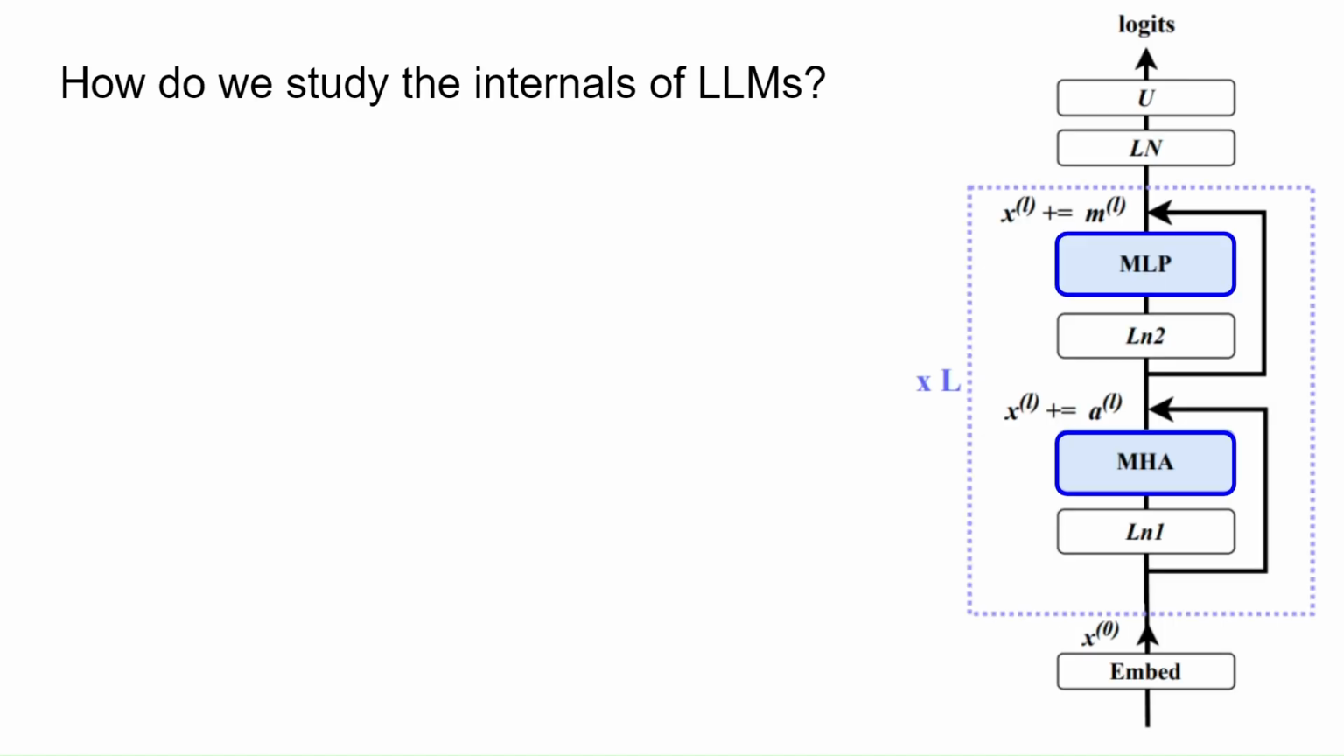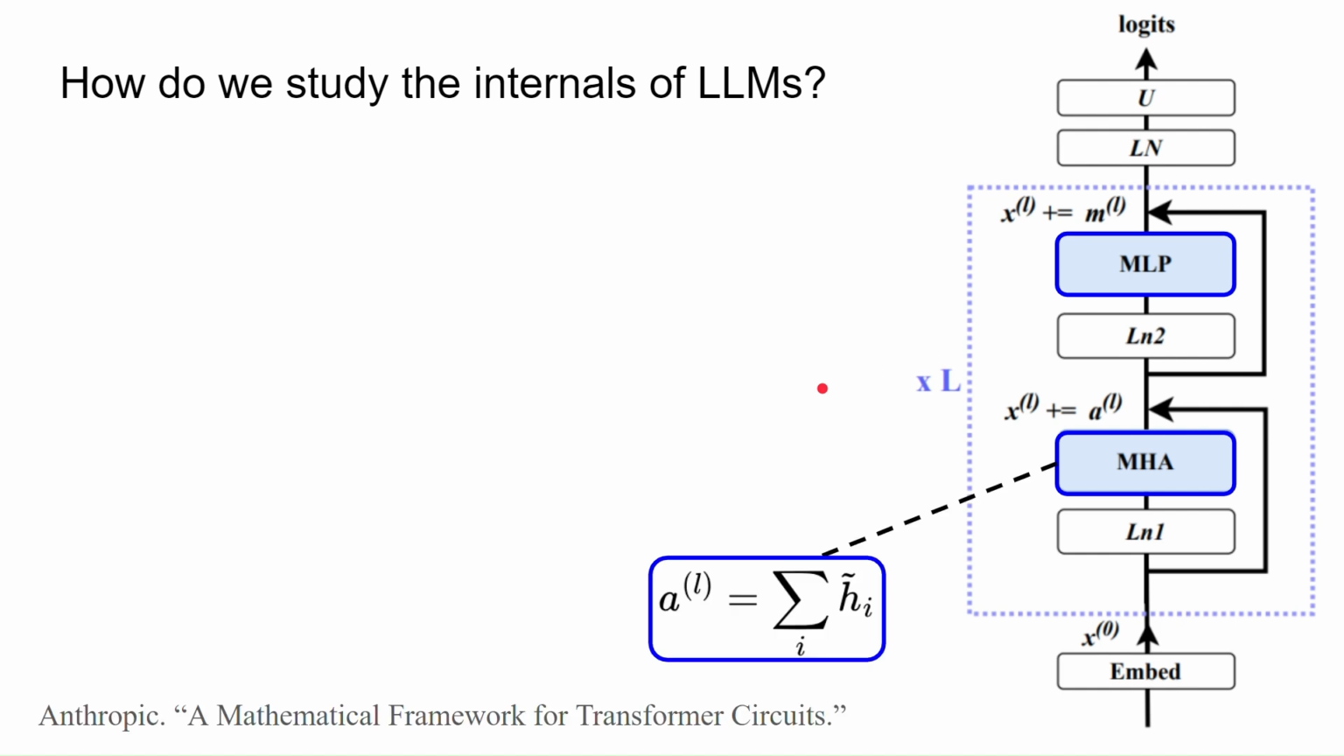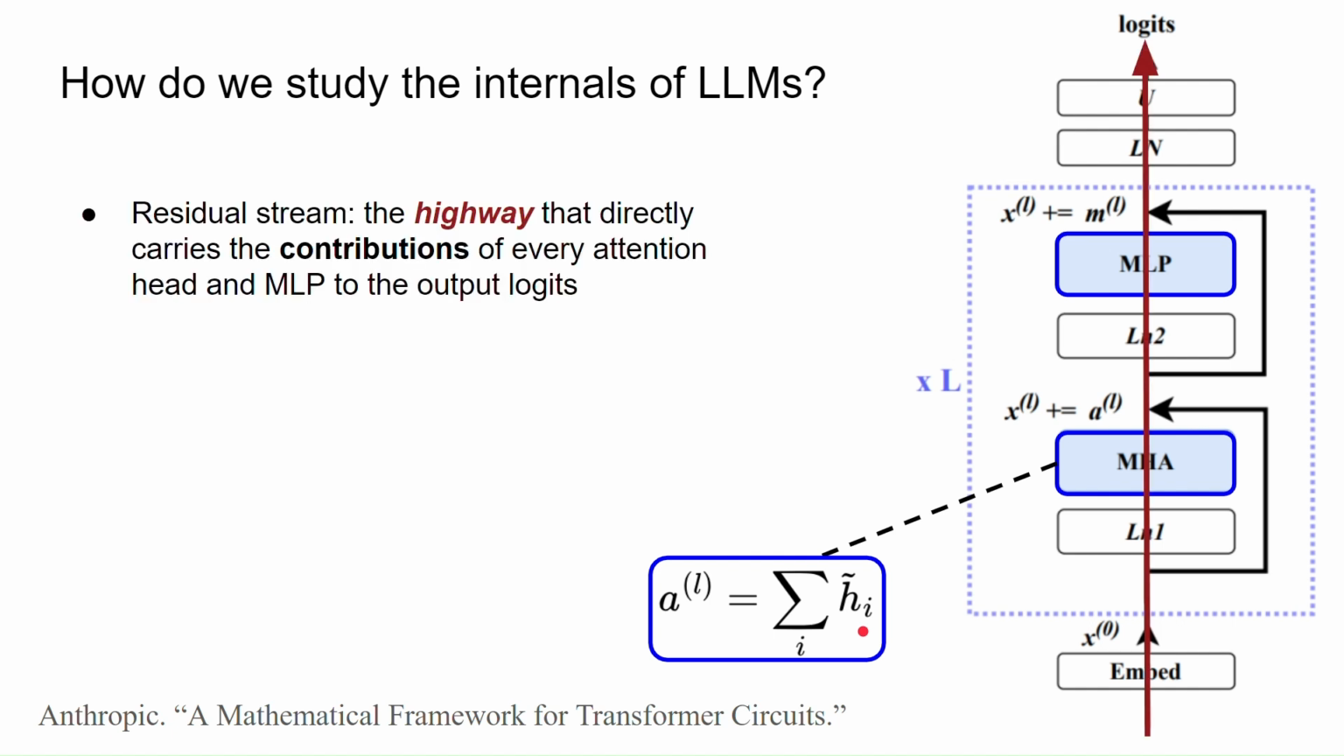So how do we study the internals of large language models? We know that a transformer block consists of a multi-head attention block and an MLP block. Based on this paper from Anthropic AI, we can break down the multi-head attention into the sum of all the heads. So we can view the residual stream as the highway that directly carries the contributions of every attention head and every MLP to the output logits.